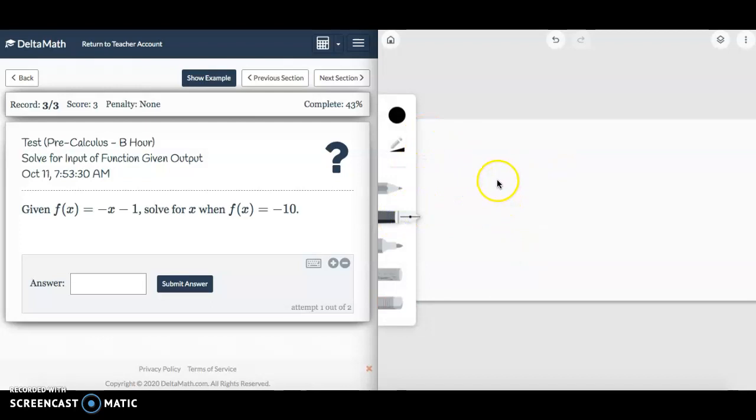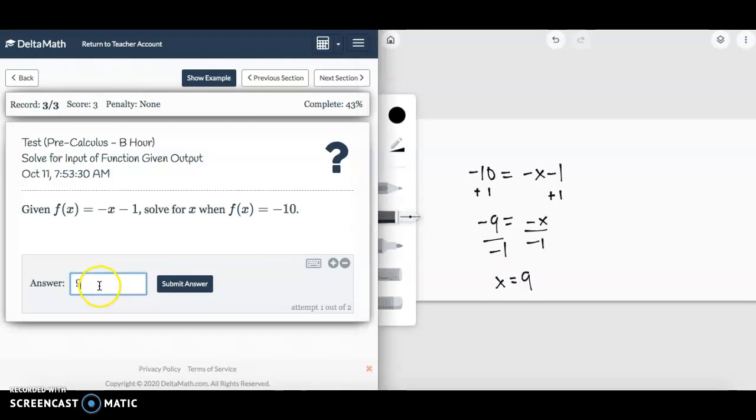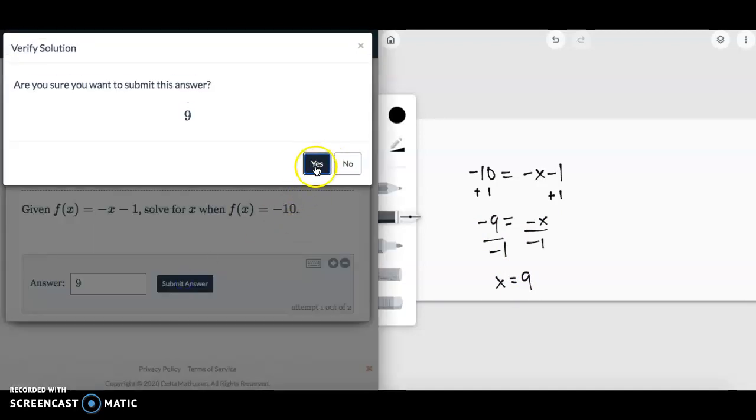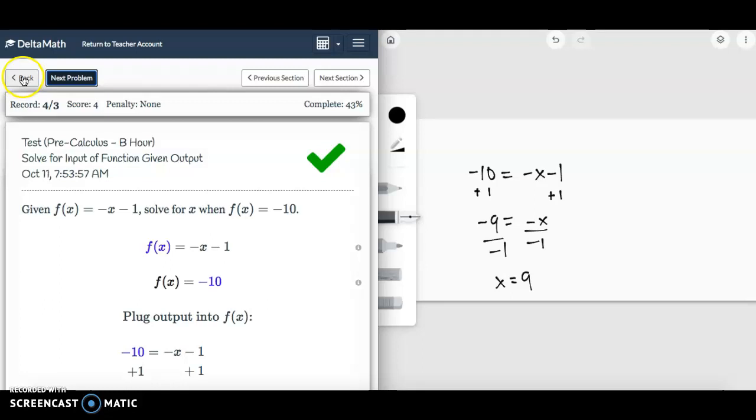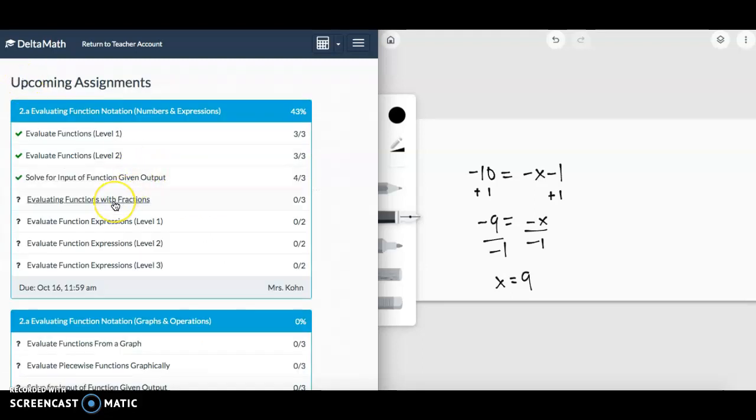So they say that f of x is negative 10. So I have negative 10 equal to my equation. Add 1, negative 9 equals negative x. Divide by negative 1, x equals a positive 9. Cool. All right, let's go back and in the next section, evaluating functions with fractions.